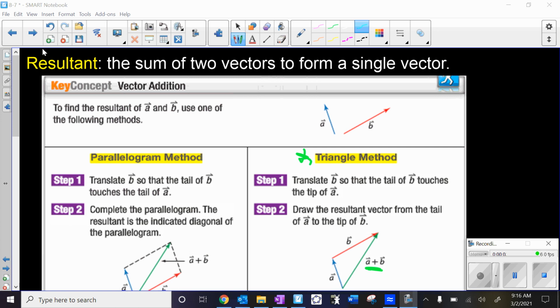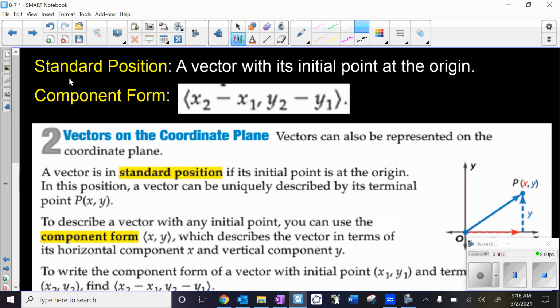Now that we've worked with vectors geometrically, we're going to start looking at vectors on a coordinate plane. So on a coordinate plane, we have to understand what standard position looks like and how we make a vector in standard position. Well, any vector, here's a vector for us.